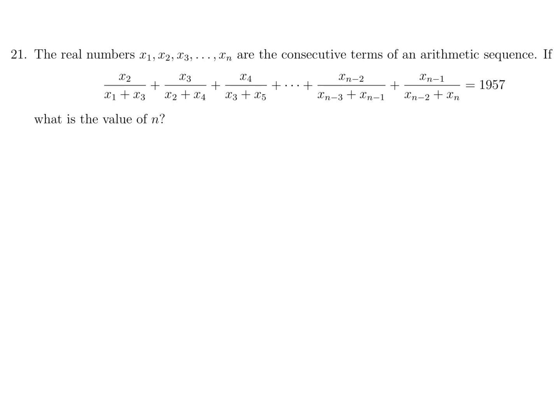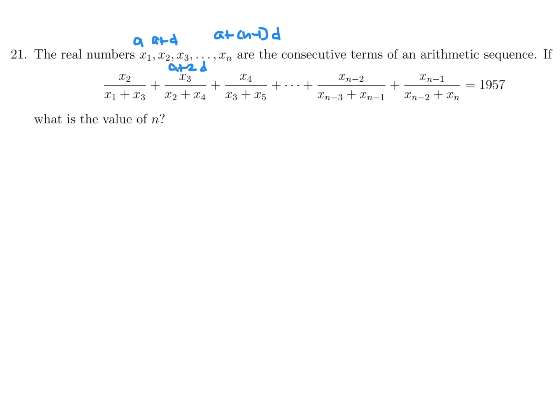The real numbers x1, x2, x3 up till xn are the consecutive terms of an arithmetic sequence. If that big long expression equals 1957, what is the value of n? Okay, let's plug this in. So this would be a, this would be a plus d, this will be a plus 2d, and so on, right? And the last one would be a plus (n minus 1)d.